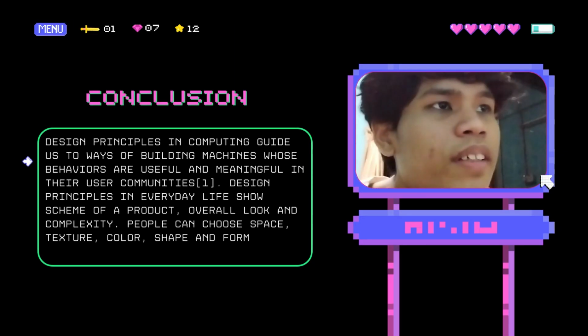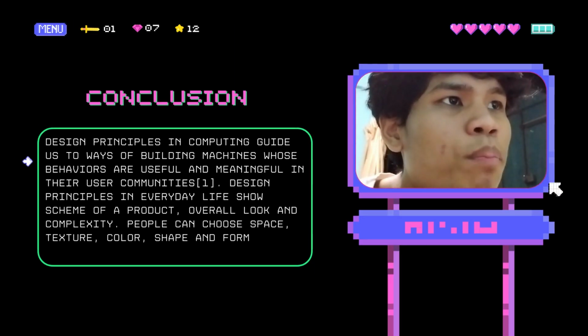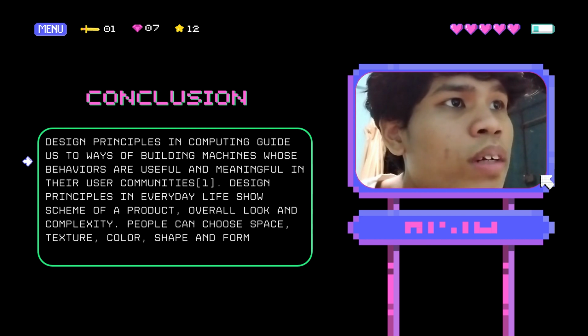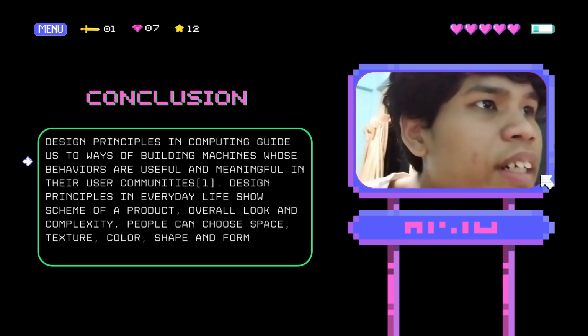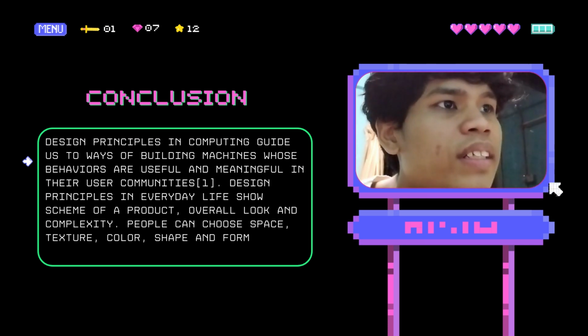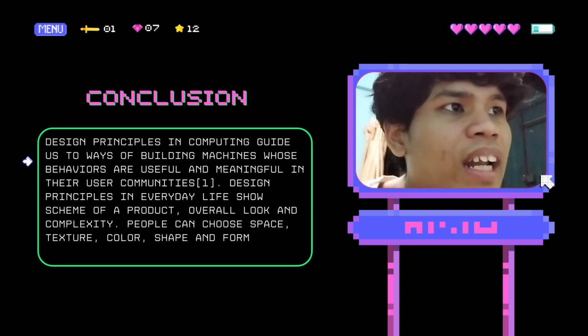Okay, for the conclusion, design principles in computing guide us to ways to build machines whose behavior is useful and meaningful in their users' community. Design principles in everyday life show schemes of a product, overall look, and complexity. People can choose space, texture, color, shape, and form.